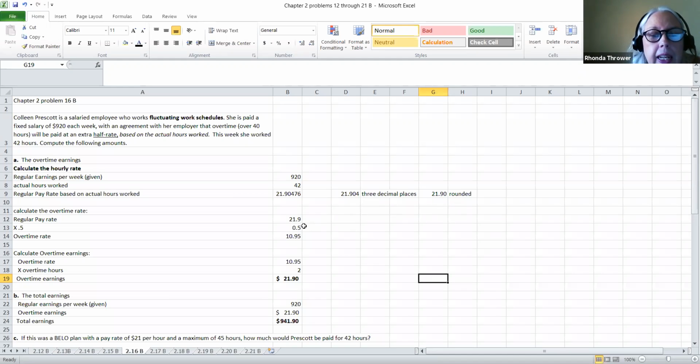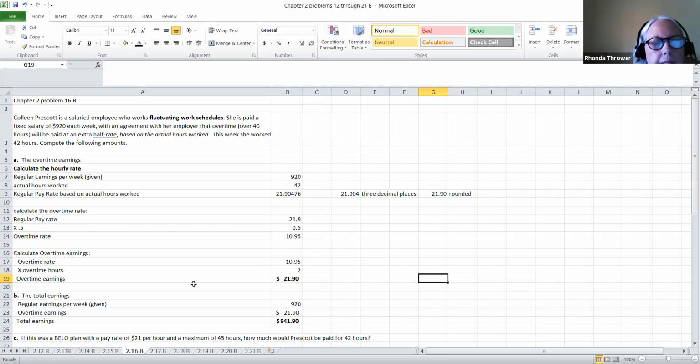And 21.90 times only a half a rate because it stated that they are paid an extra half rate for hours over 40. So half of this hourly rate is $10.95. Take the $10.95 overtime rate, multiply it by 2 hours overtime because they work 42 hours, which is 2 hours over 40, which gives you $21.90 as the overtime earnings.